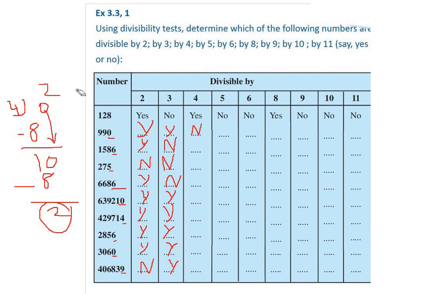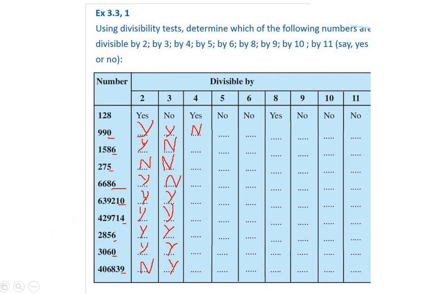Let's check out the next one. Before that, we have to check the last two digits. Last two digits for this are 86. So let's divide 86 by 4. So 4 2s are 8. If we do minus, we get 6 down now.